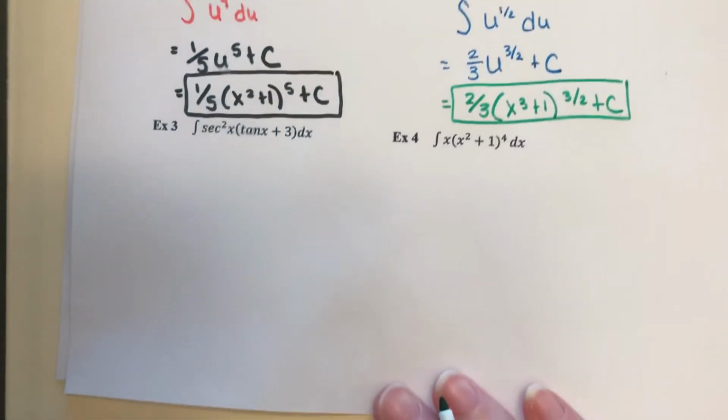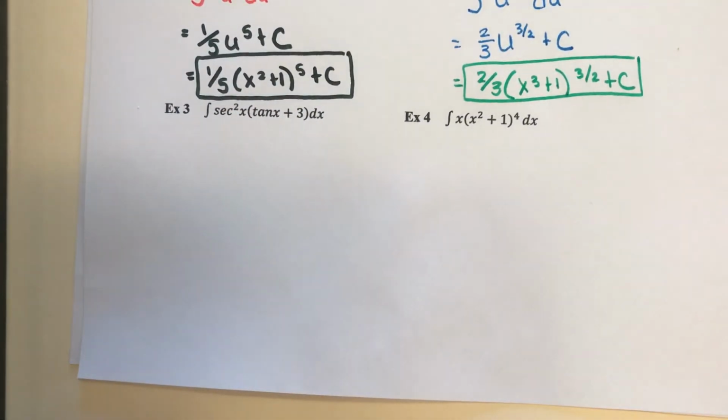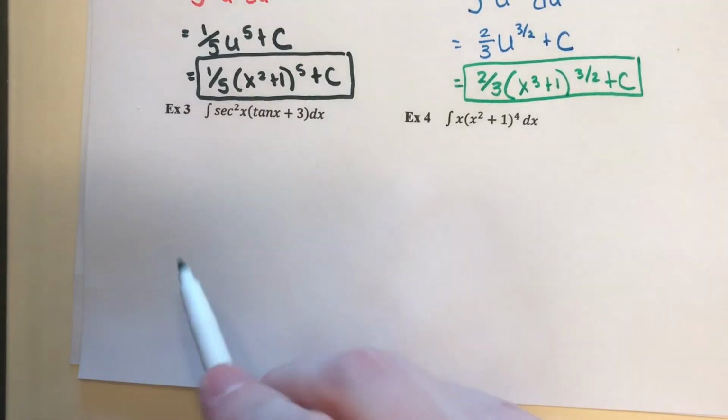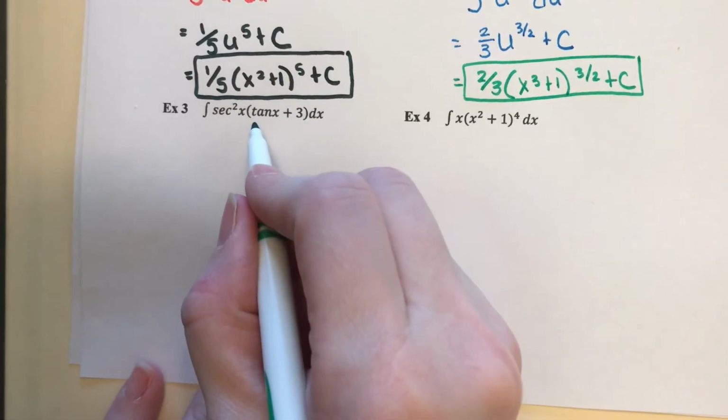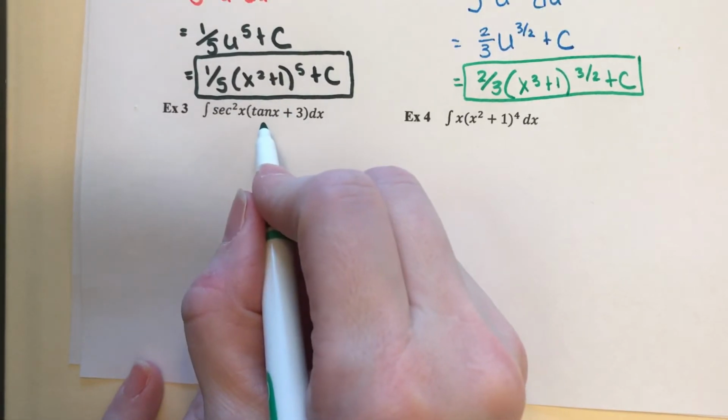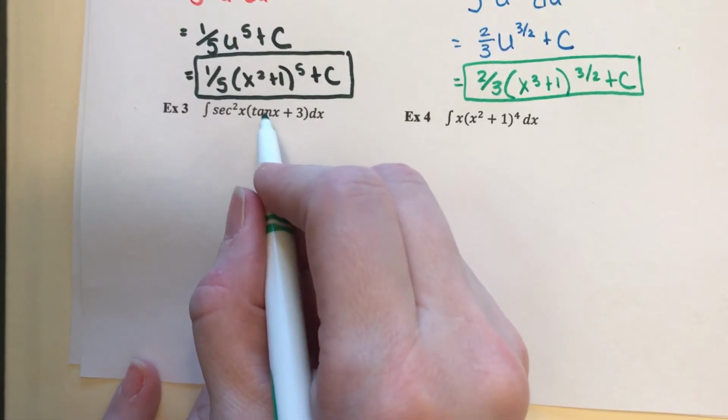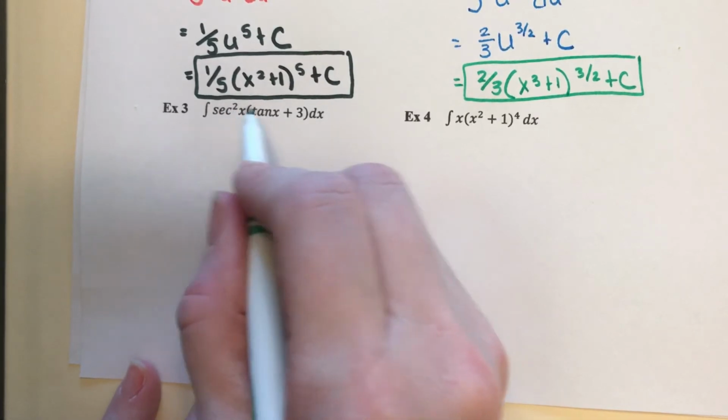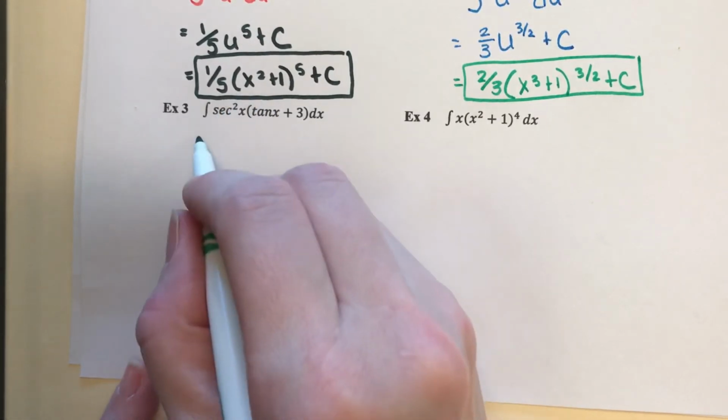Okay, moving on to number 3. I have a set of parentheses, so I'm going to try to set u equal to this. Now, if I think ahead, the derivative of tangent is secant squared, so that's going to work out perfect because it equals another part of the problem.